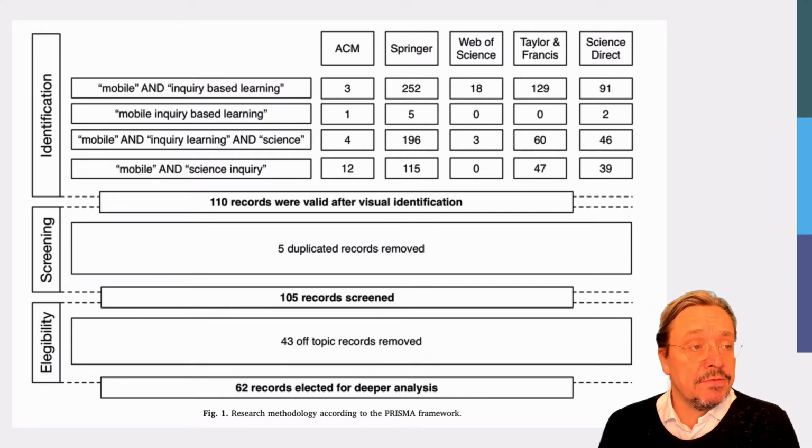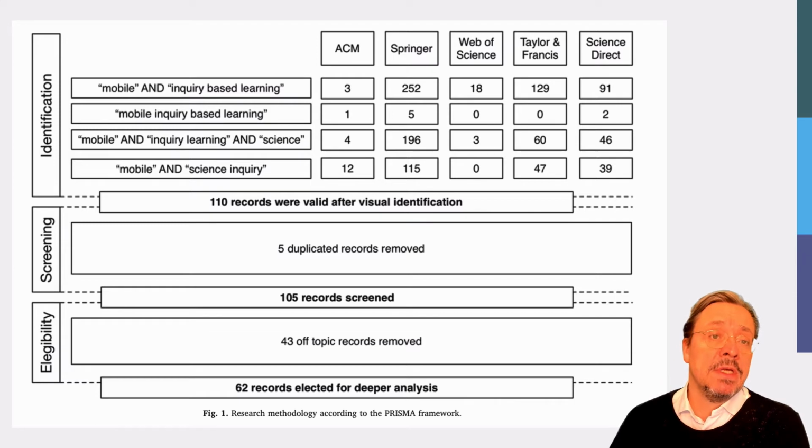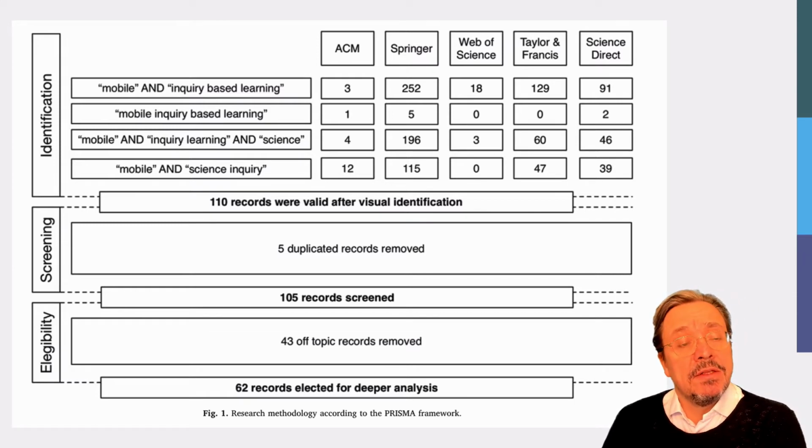So this is a typical example. This was from a search and is from a publication about mobile and inquiry-based learning. You see in the columns at the top the different databases that have been taken into account: ACM, Springer, Web of Science, Taylor & Francis, Science Direct. And then you see the different results and number of publications found by the different queries, which are considered the key queries.